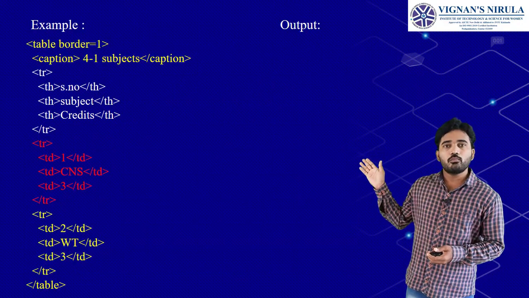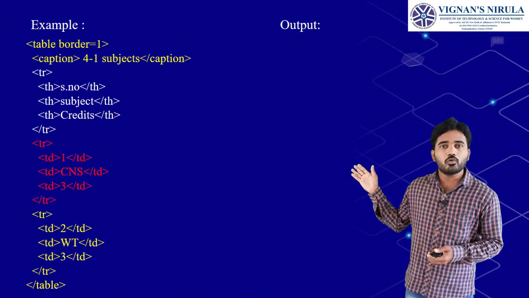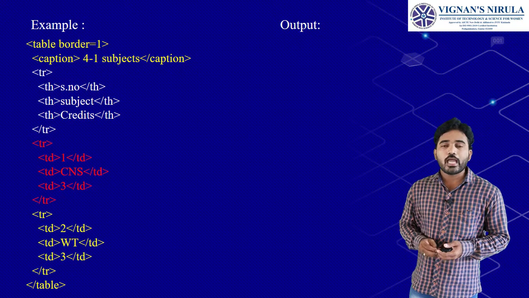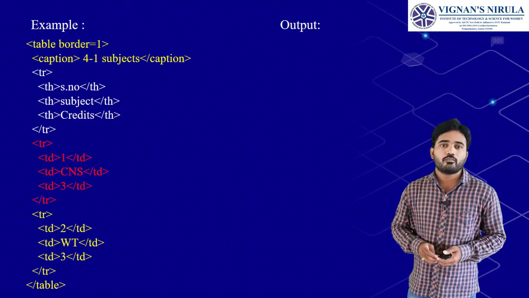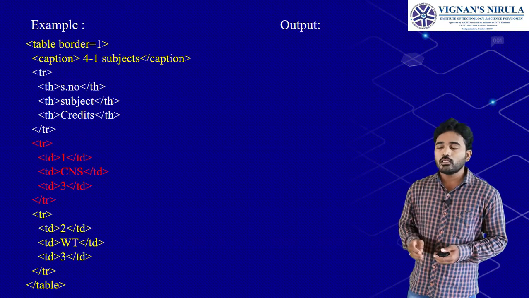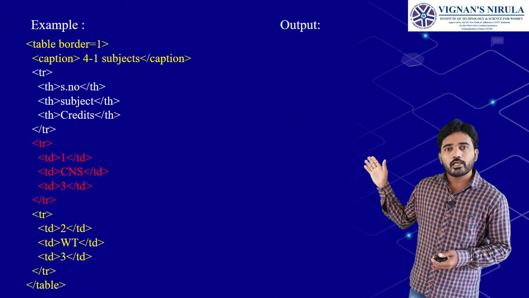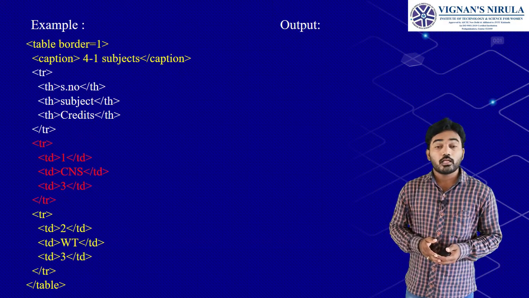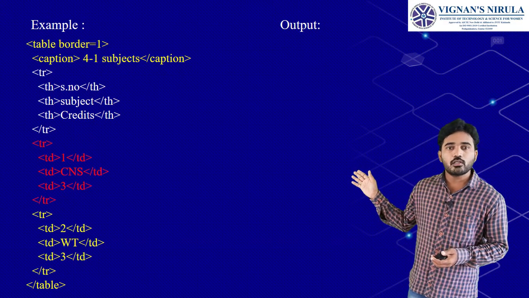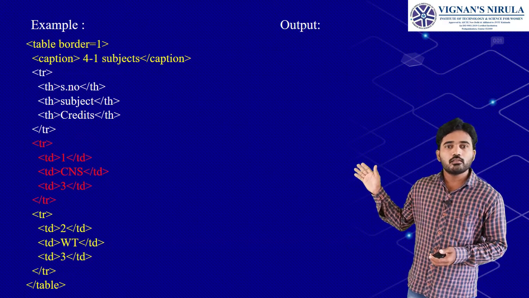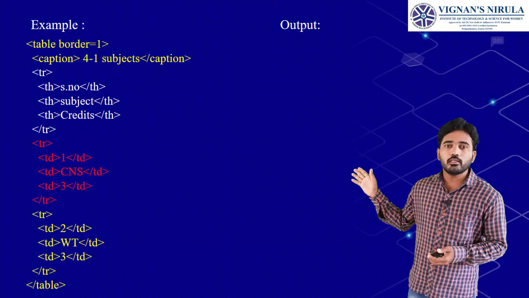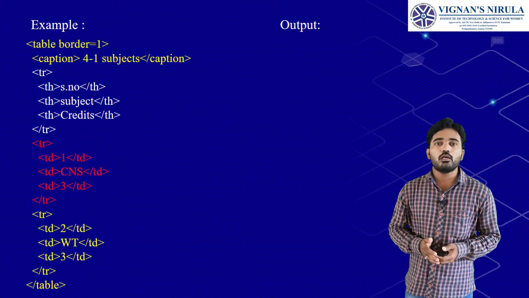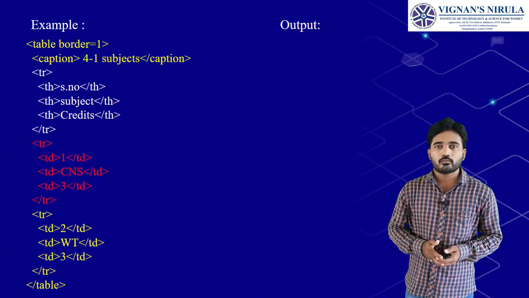See, in this example we have used a table element with a border equal to 1. Then we used a caption, 4-1 subjects. Understood? Then see, here we have used the tr tag 3 times. The first time it is used for creating a heading, and the remaining 2 times it is used for creating data like 1 CNS3, 2 WT3. The headings that we used are serial number, subject and credits.